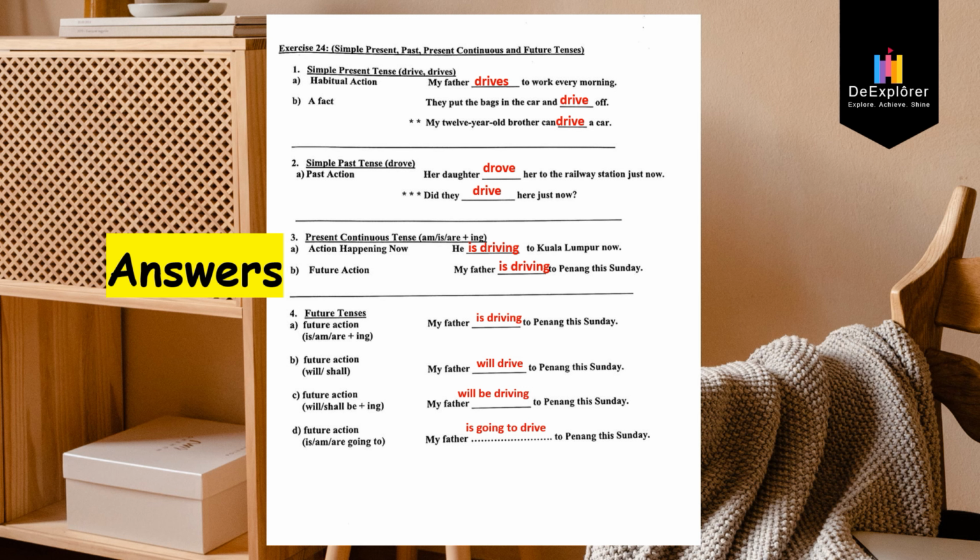Alright, so for number 4, it will be the same as 3B. My father is driving to Penang this Sunday. B, my father will drive to Penang this Sunday. And C, my father will be driving to Penang this Sunday. And the last one, my father is going to drive to Penang this Sunday. Okay, so that's the answers for question number 1 to number 4, exercise 24. Please mark your answers.